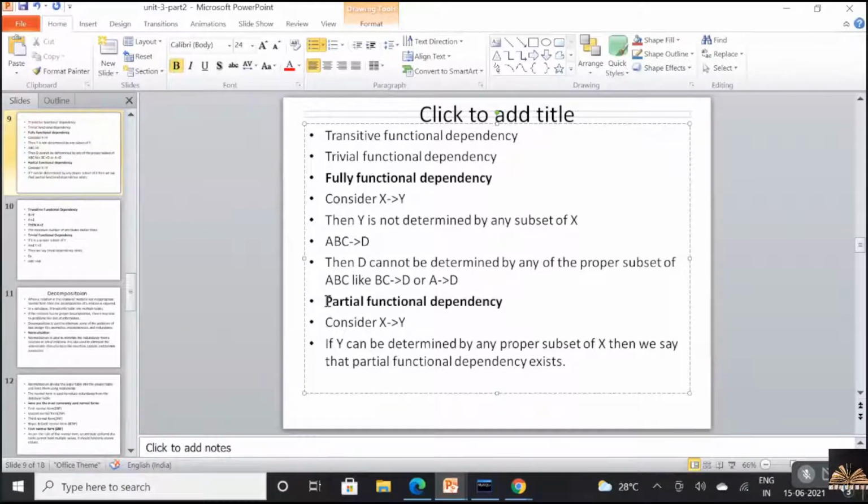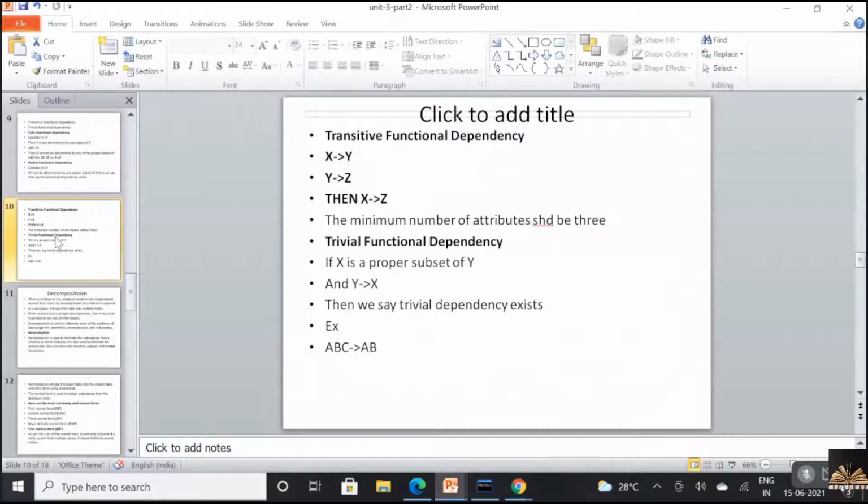Next is partial functional dependency, or you can say partial dependency. Now, consider X implies Y. If Y can be determined by any proper subset of X, then we say that partial dependency exists. So if in this case, ABC implies D, I also have BC implies D or A implies D, then I can say that partial dependency exists. It's quite opposite to your fully functional dependency.